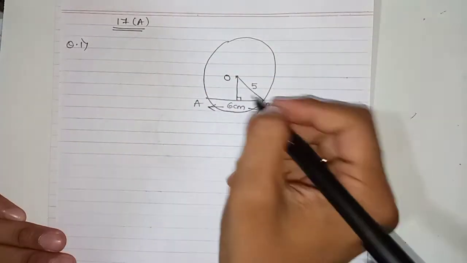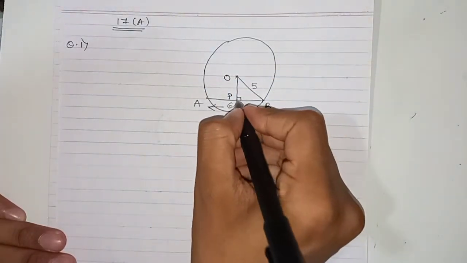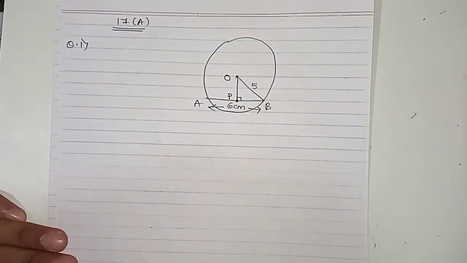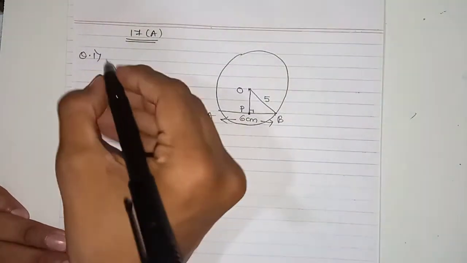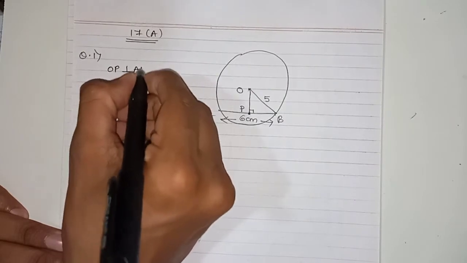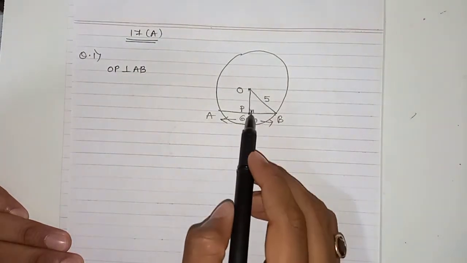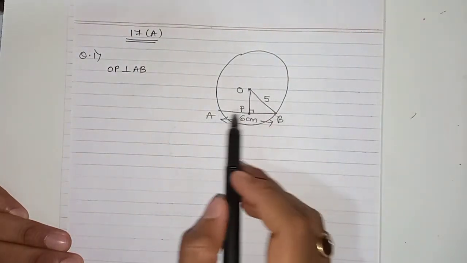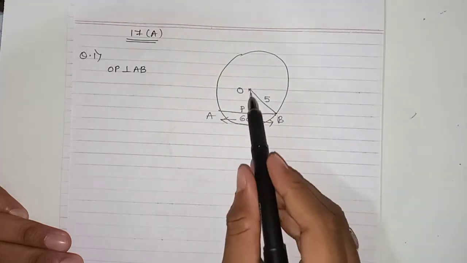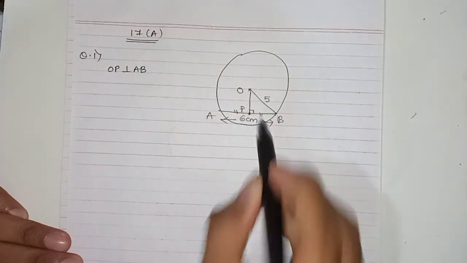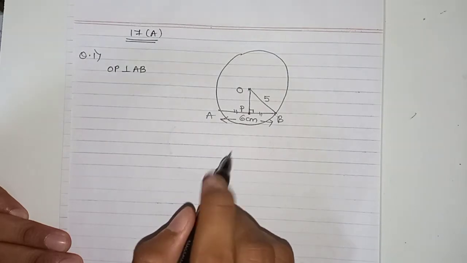Let's say this point is O and this point is P. So first I will write that OP is perpendicular to AB. If this OP is perpendicular to AB, that means this line will bisect this chord. हमने theorem पढ़ाई है, second theorem.